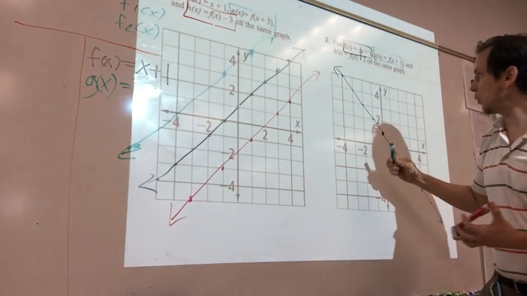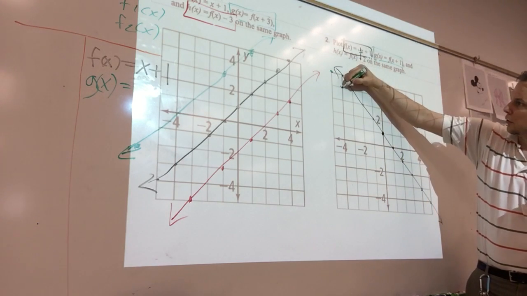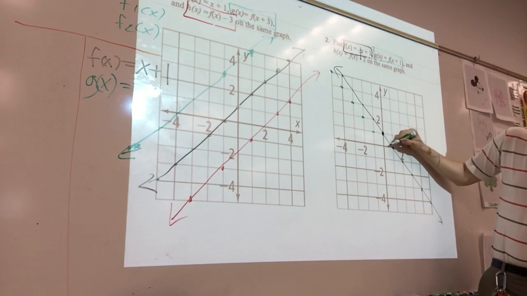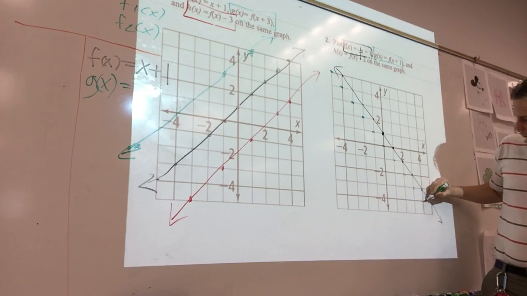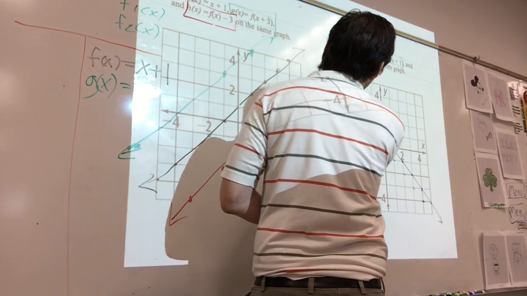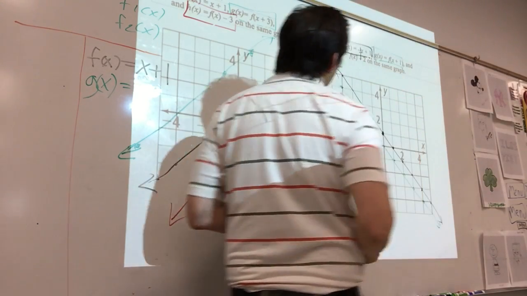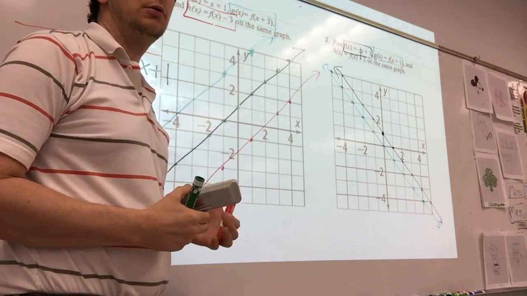So, I start with a point on Frank's line. Go 1 to the left, 1 to the left, 1 to the left, 1 to the left. There you go. This is George's line. You just translated f of x, 1 to the left, and you came up with g of x. Does it make sense? Are we good?